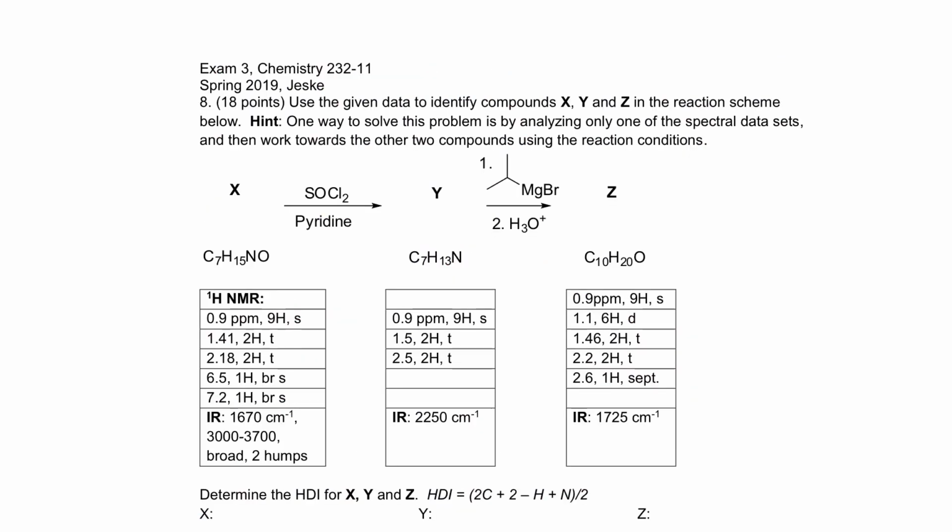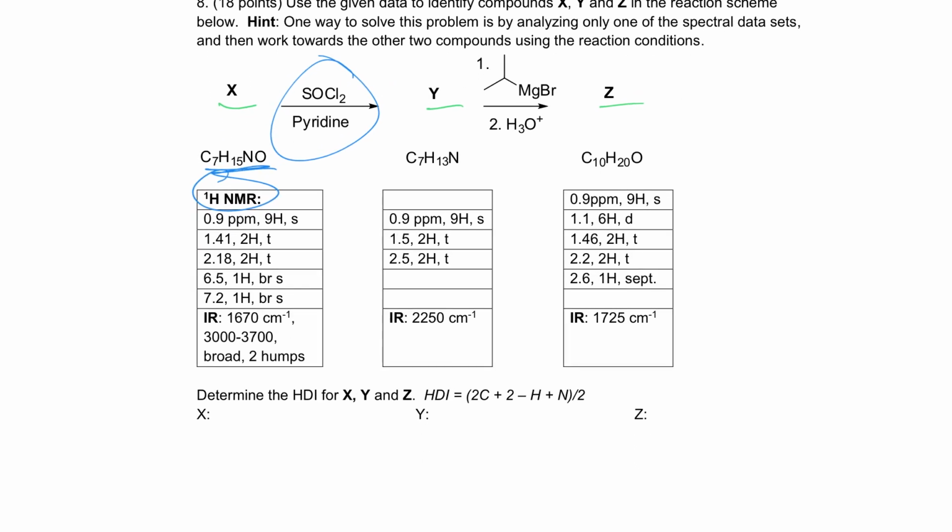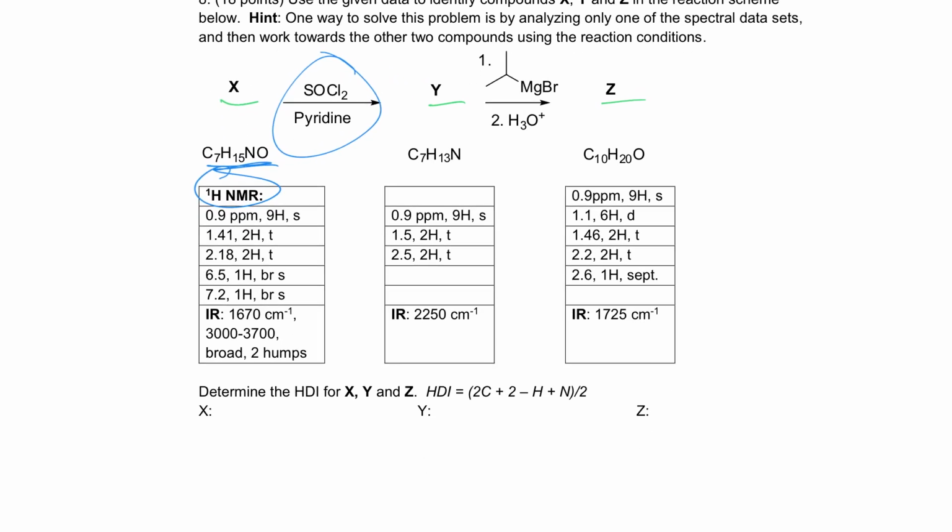On to the final page. We have X, Y, and Z here. We'll switch back to blue. We want to identify their structures and make sure that their structures match the NMR data, match the formula, and make sense when we look at the reaction conditions. So the first thing we wanted to do was identify the HDI.